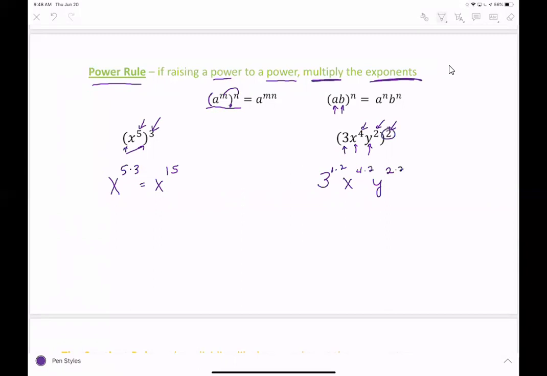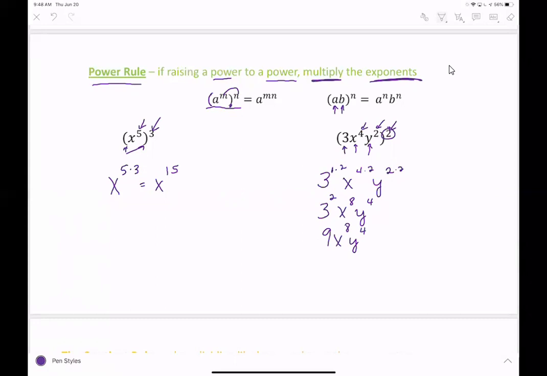So that's going to be 3 to the 2nd, x to the 8, y to the 4. And what I'm going to do, 3 to the second power is 9. So that gives us our simplified expression.